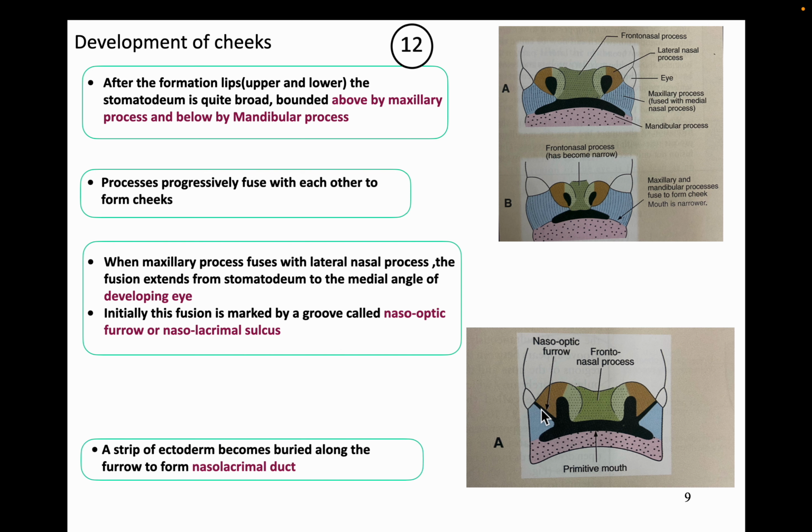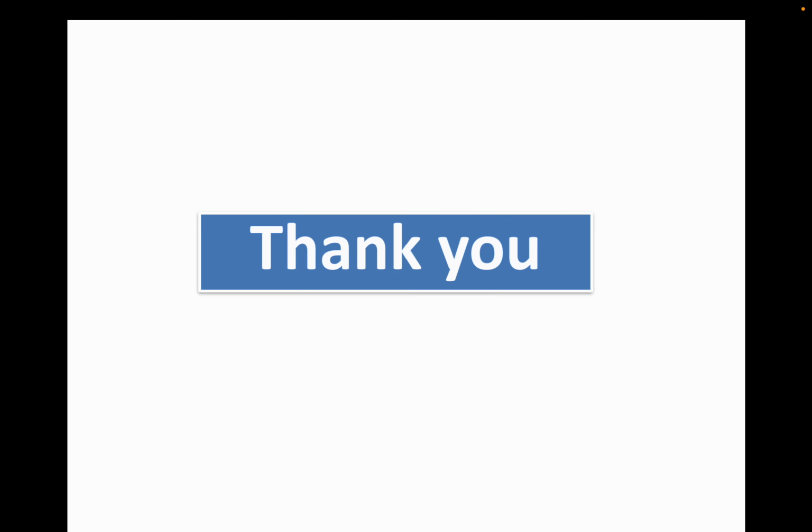You can see later on the heaping of the tissue is happening. A strip of ectoderm becomes buried along the furrow to form the nasolacrimal duct. Now, at this stage, if excessive fusion between the maxillary and mandibular processes is happening, that condition may lead to microstomia, a small mouth. If the fusion is inadequate, that is, it is not fusing with each other properly, then the condition is macrostomia. So, this is all about the development of the face.